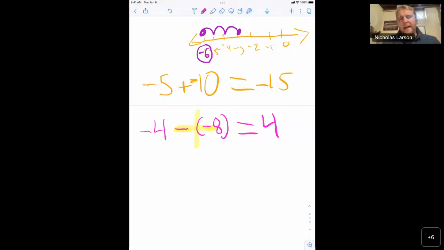Subtracting a negative is really like adding. So these two cancel out and I have to end up adding.